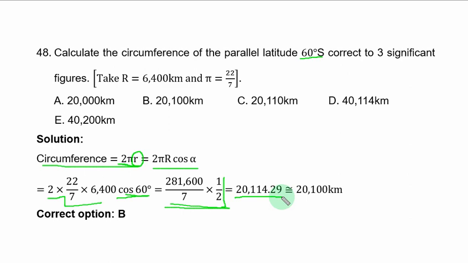So in 3SF, we are interested in the first three non-zero numbers from the left. The next number is less than 5, so you round it down to 0. So you have 20,100 kilometers. B is the correct option.